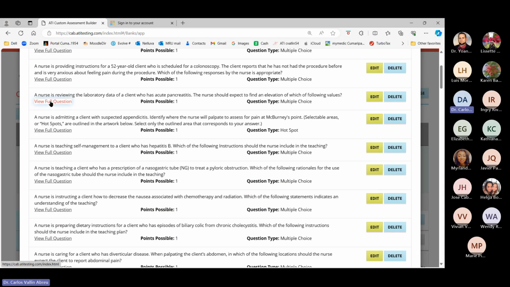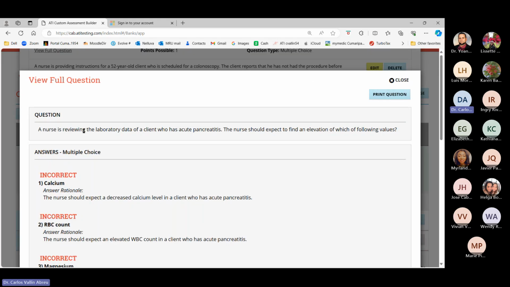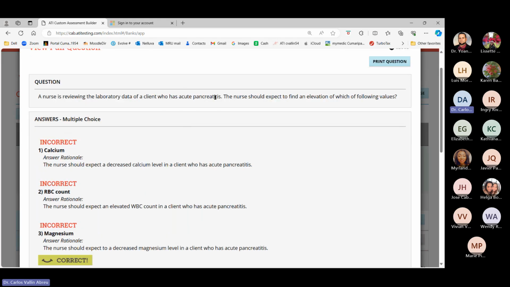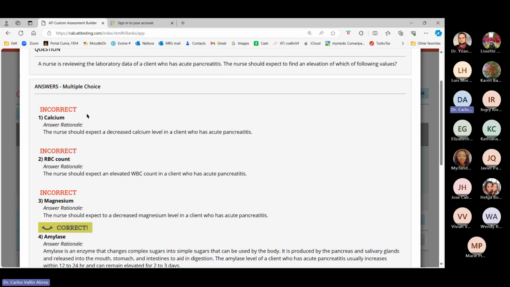A nurse is reviewing the lab data of a client with acute pancreatitis. The nurse should expect to find an elevation of the following value. Calcium is low in pancreatitis through a process called saponification. The calcium is low in pancreatitis.